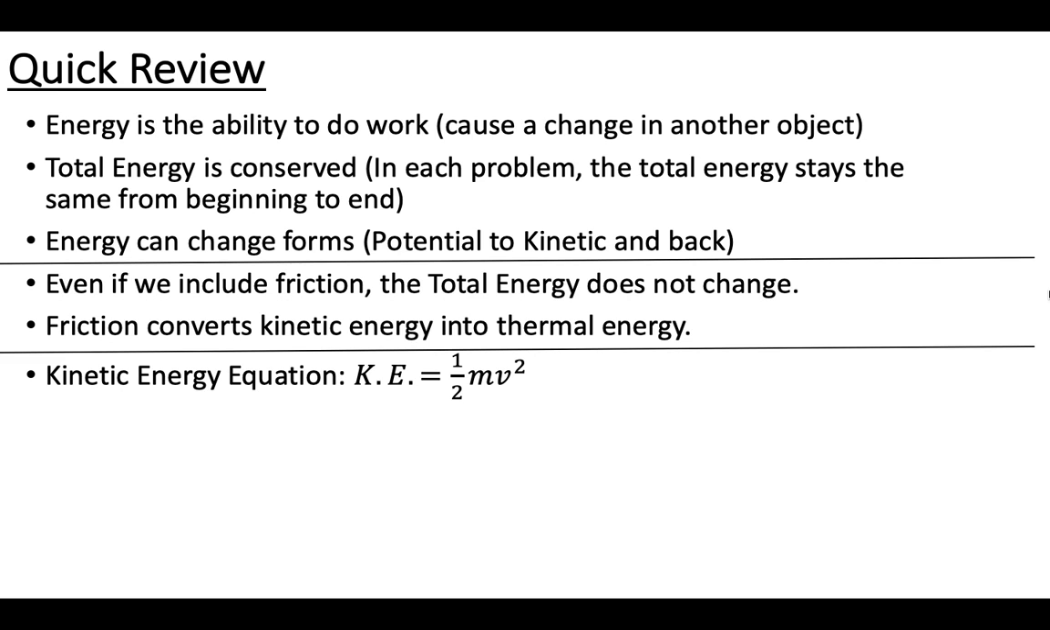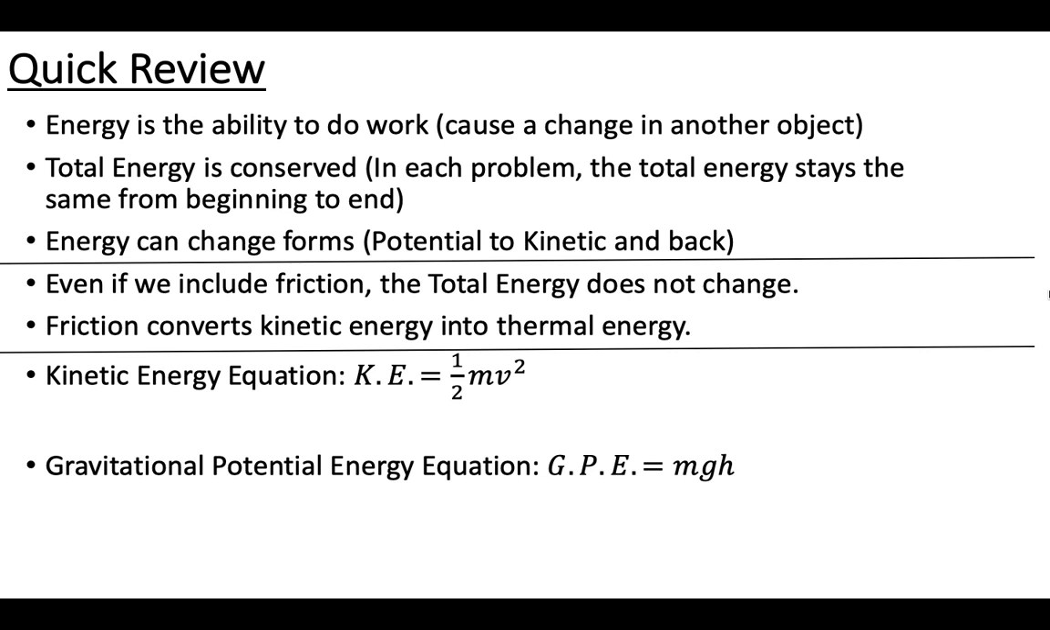Okay, so then we've got our two equations that we've talked about. The kinetic energy equation, KE for kinetic energy, equals 1/2 times m v squared. M is for mass. We measure that in kilograms. V is for velocity. We measure that in meters per second.